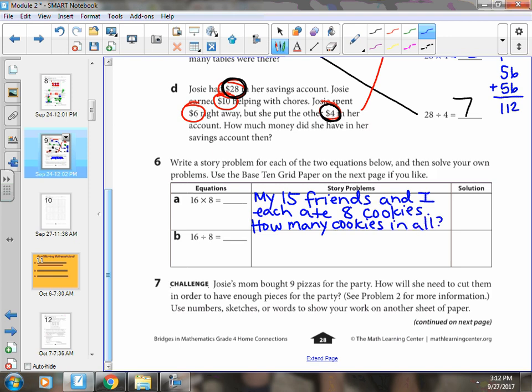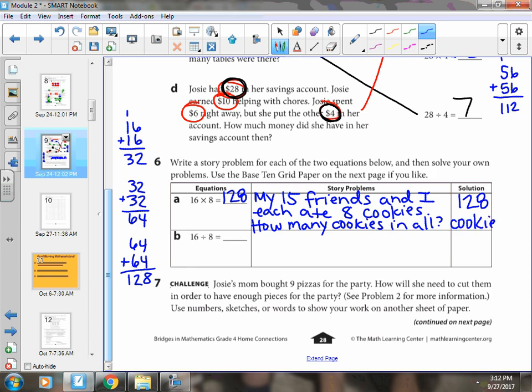So then I need to solve 16 times 8. You could double, double, double and do double 16 to get 32. Double 32 to get 64. Double 64 to get 128. So I know the answer is 128. Now because of my story, I'm going to label it 128 cookies. So your label might be a little bit different.